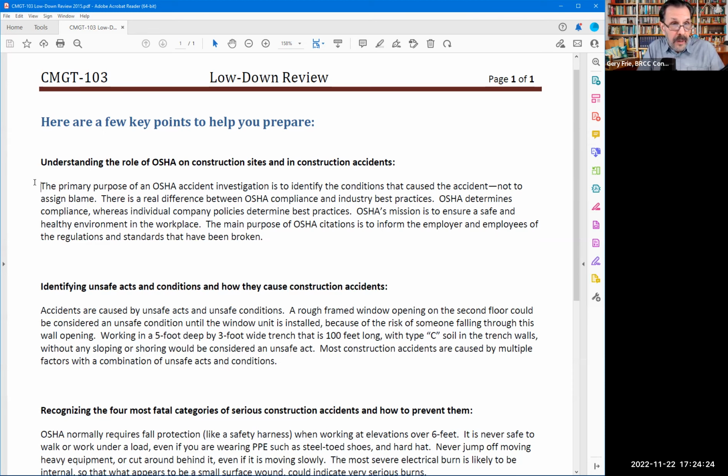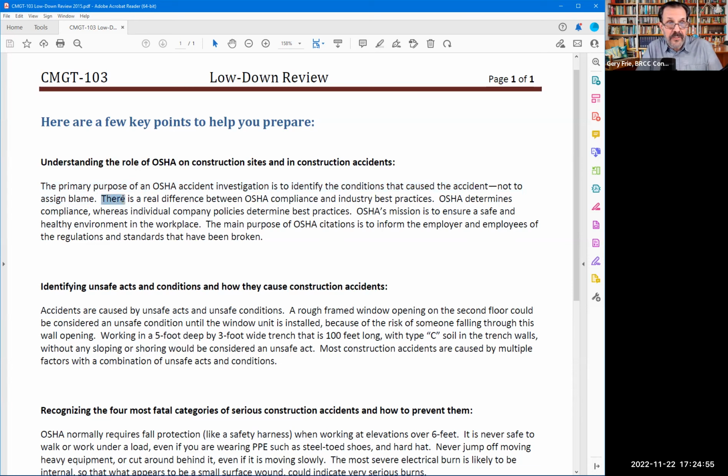But anyways, I'm getting off topic here. This single sentence is a fairly long one. It's the primary purpose of an accident investigation. You could think about this in terms of how I would turn that into a test question. I could ask you instead, what is the primary purpose of an OSHA accident investigation? And it's to identify the conditions that caused that accident.